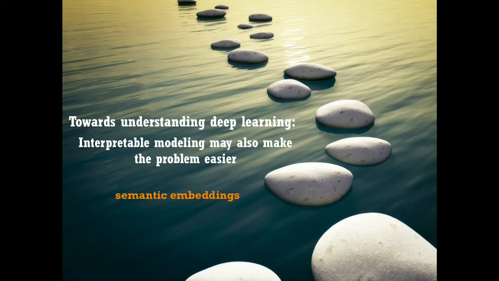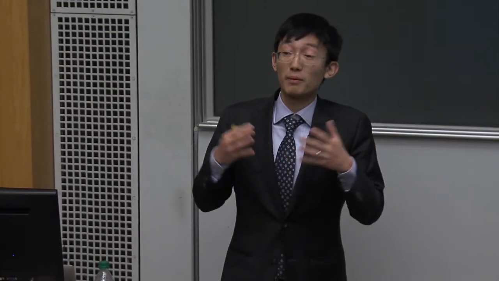So what I've told you is that changing the model slightly can change the objective function and make the optimization easier. And here the message is that using a different and interpretable model may also make the problem easier, so that we don't have to even train those complex models like recurrent nets or LSTMs. So we're going to discuss this in the context of semantic embeddings.